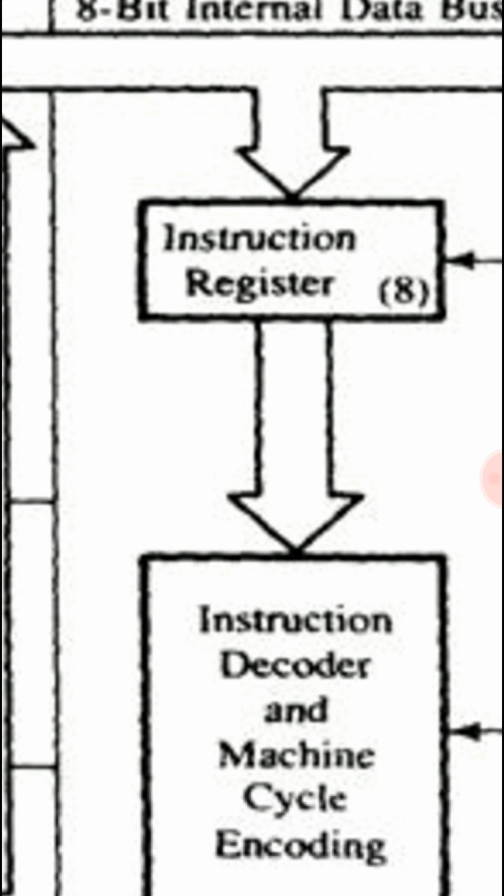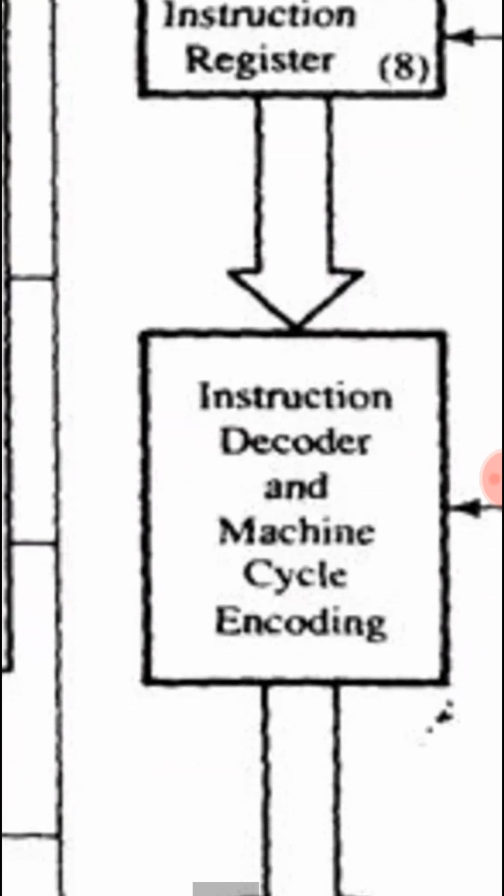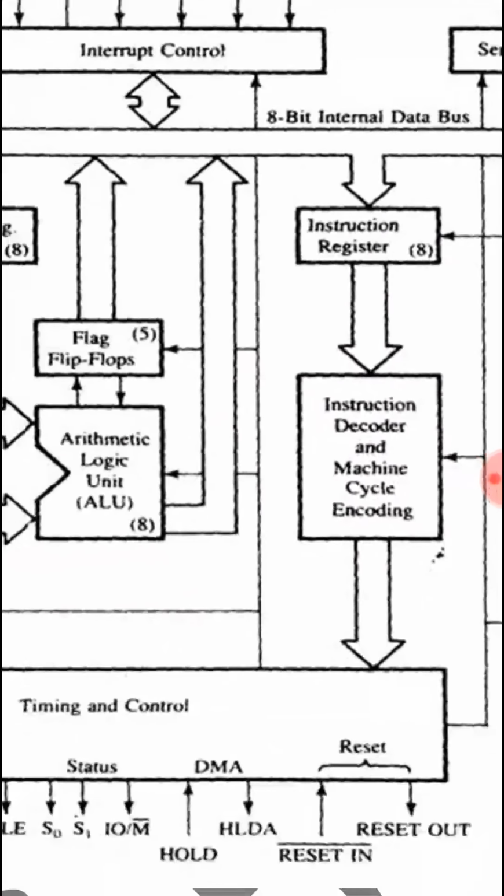Now along with these components, we have got one more component called instruction register. Instruction register is a special register which is used to hold the instruction, which is used to store the instruction. Whatever instruction is being stored has to be decoded and converted into the required format. The decoding and encoding happens in a unit called instruction decoder.